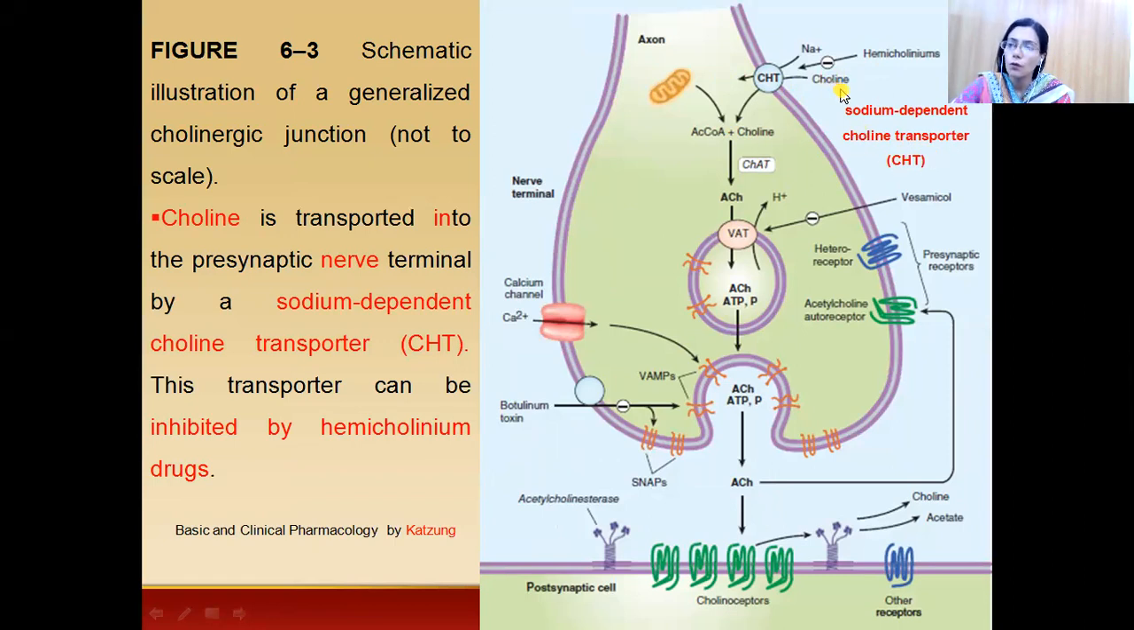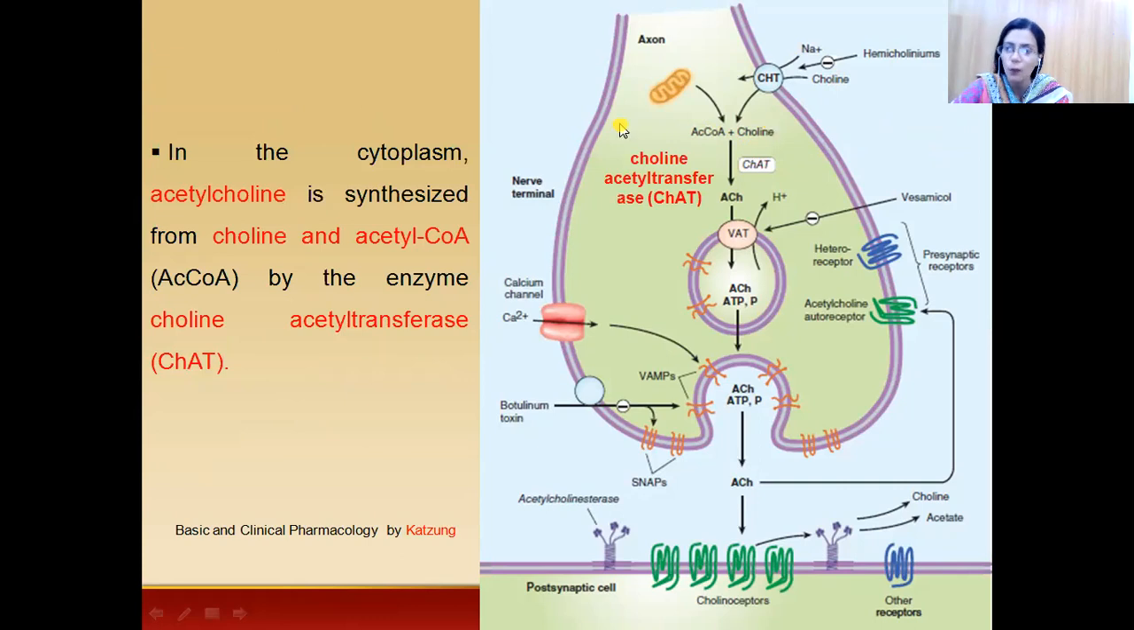Along with the choline, there will also be transfer of sodium into the neuron, and this step is blocked or inhibited by the drug known as hemicholinium. This is the rate limiting step in the formation of acetylcholine. Whenever this choline is in the cell, it will react with acetyl coenzyme A. With the help of the enzyme choline acetyltransferase, there will be formation of acetylcholine.